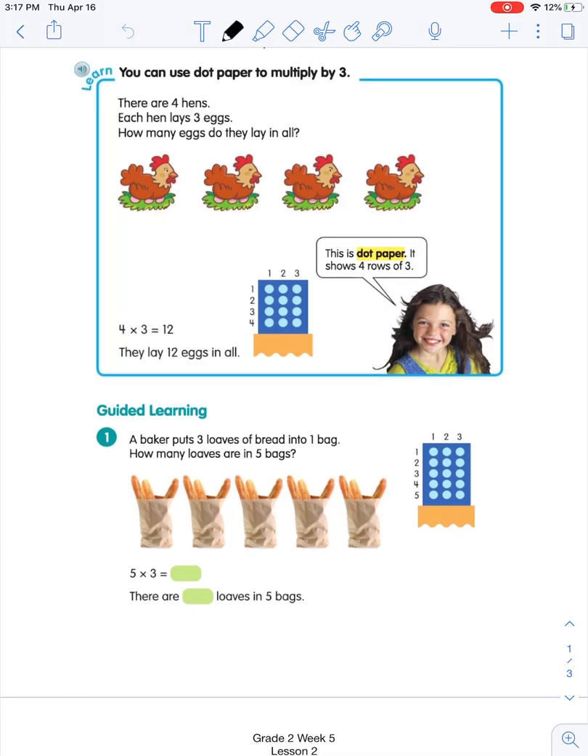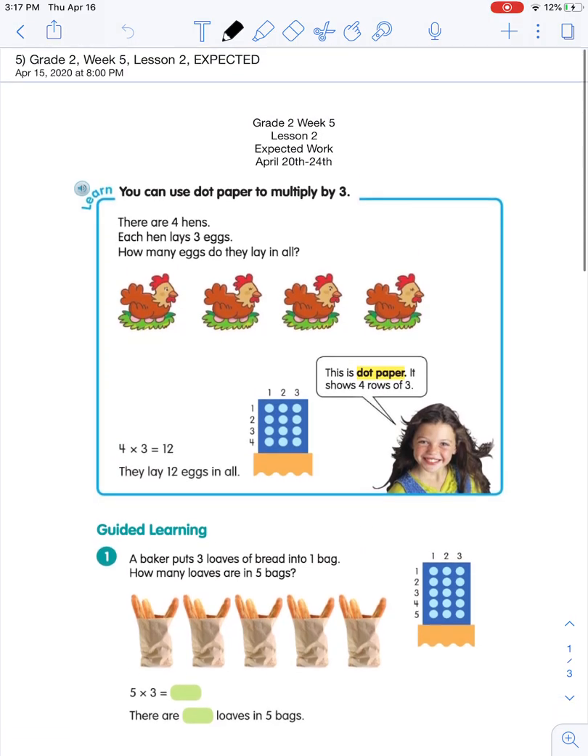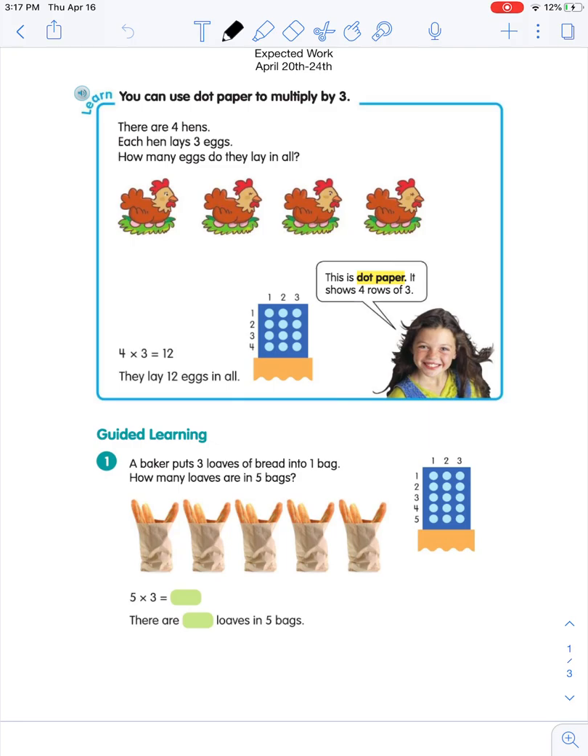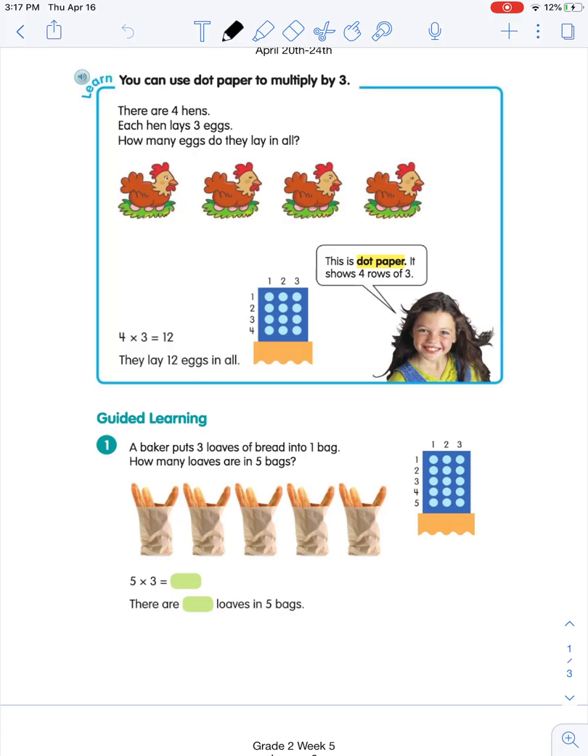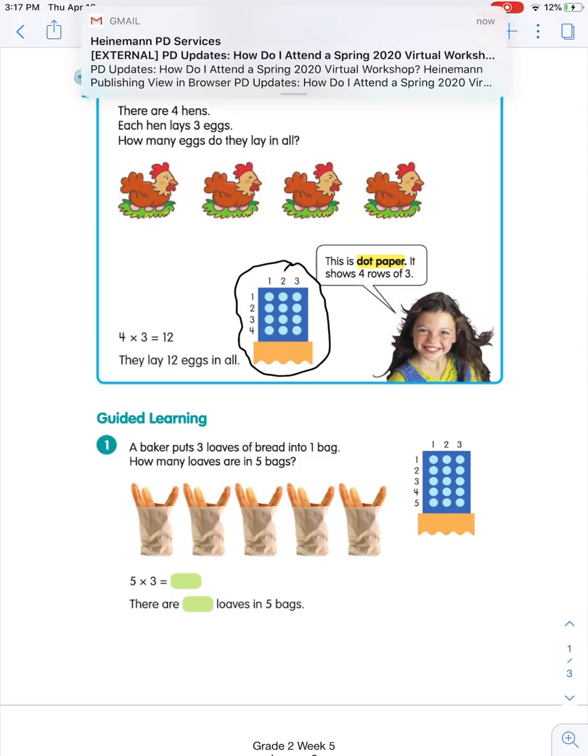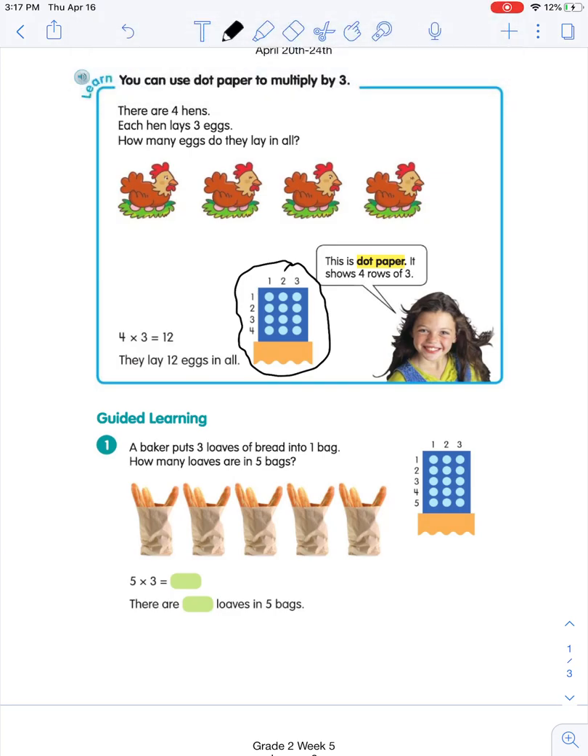So we're taking a look at our learn. We are still working with skip counting by threes and multiples of 3. We're learning to multiply by 3, right? So it is telling us you can use dot paper to multiply by 3. This is what dot paper looks like if you would have had it printed out. Kind of reminds me of that game Connect 4, but it's just the dots. It represents how many groups there are, and how many are in each group.